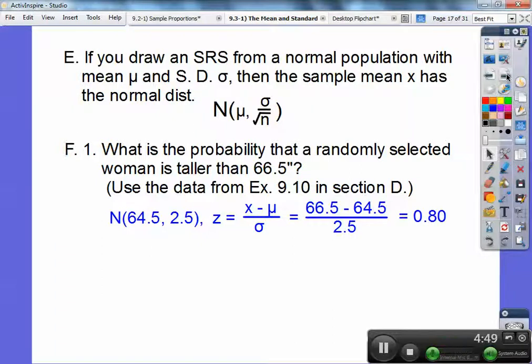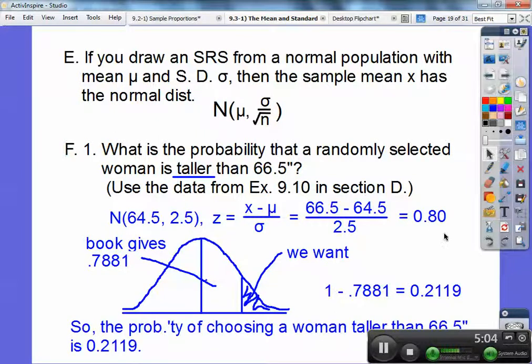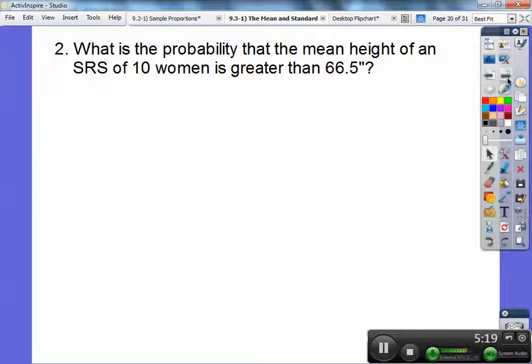So here we go, off to the racetracks, 0.80. Okay, and it says taller, so I think I underlined that in the next part right here. Yep, I did, taller, so that means greater than, so we want this side, and the book gives this side, so we do 1 minus that, and we get that. I don't know if you can see that, I'll read it to you. It says down at the bottom, so the probability of choosing a woman taller than 66.5 inches is 0.2119.